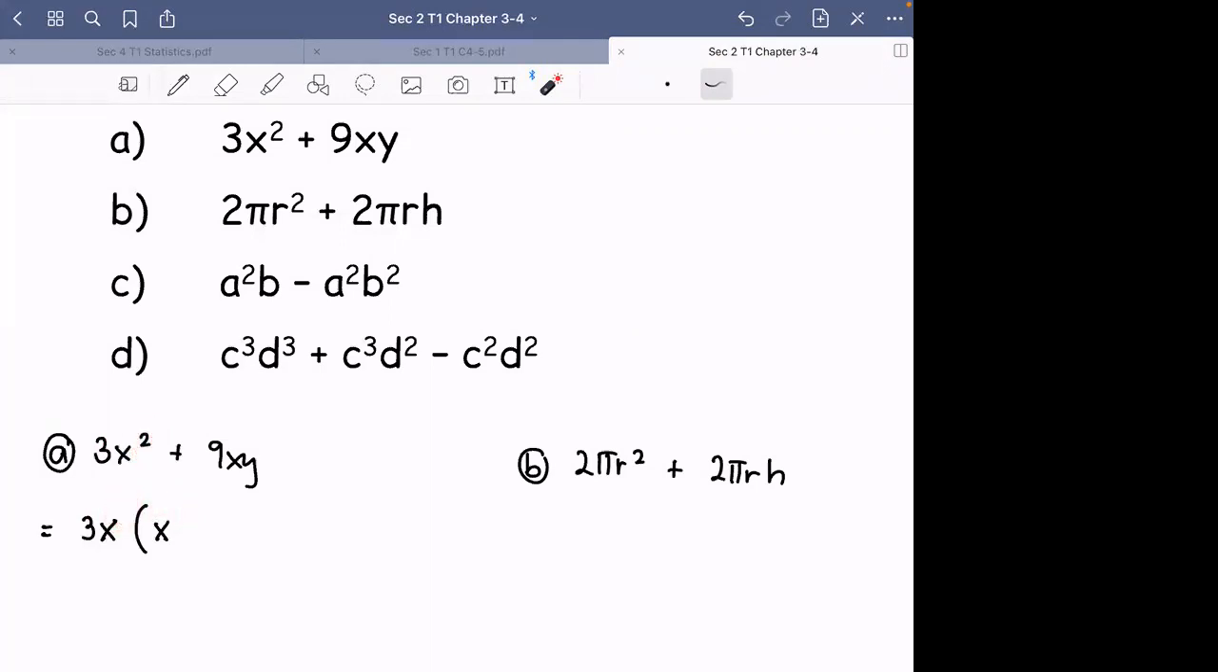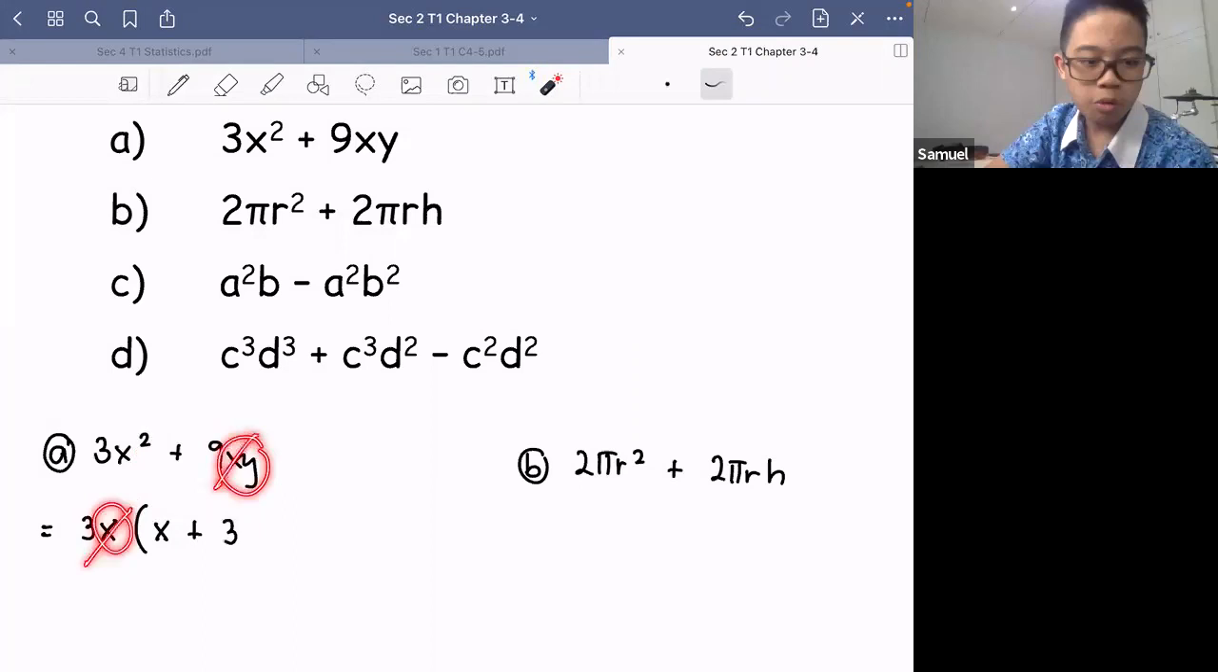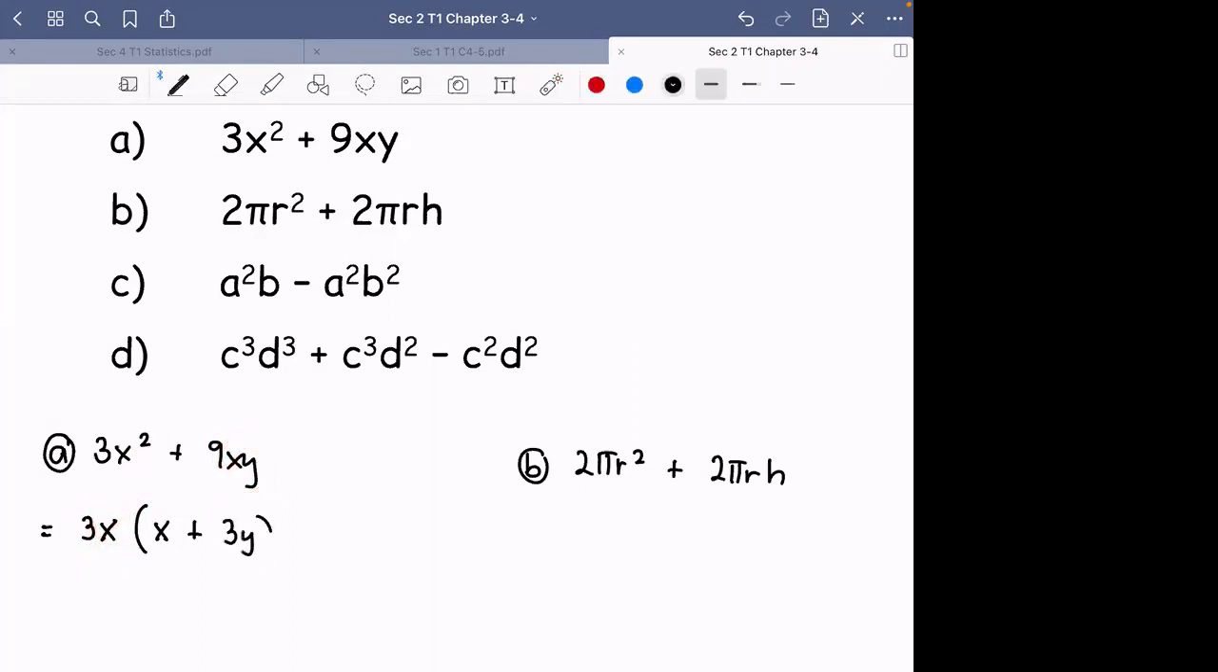And then plus 9xy divided by 3x. What do you get? 9 divided by 3 is 3, and then xy divided by x: the x gets cancelled. So what's left is 3y, just y. So this is your answer. That's it for letter A.